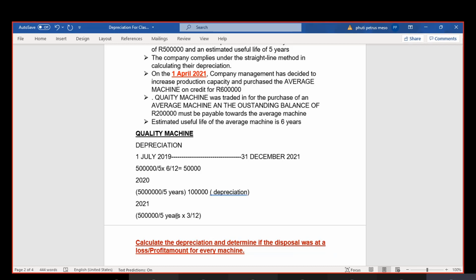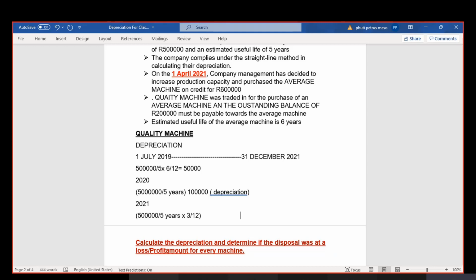Since you've got the calculator, can you help me quickly there? How much is the depreciation here? 500,000 rand divided by 5 years multiplied by 3 divided by 12. 3 divided by 12 is from the January the 1st up until the 1st of April. It's 3 months. That's why we are using that. The estimated useful life of 5 years doesn't change. It remains the same. And of course, we need to comply with the cost model, meaning that we have to take it directly from the cost. Make sense?